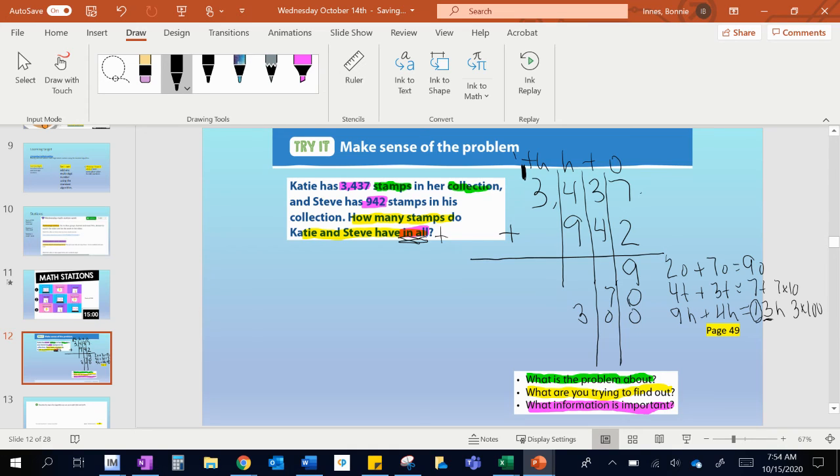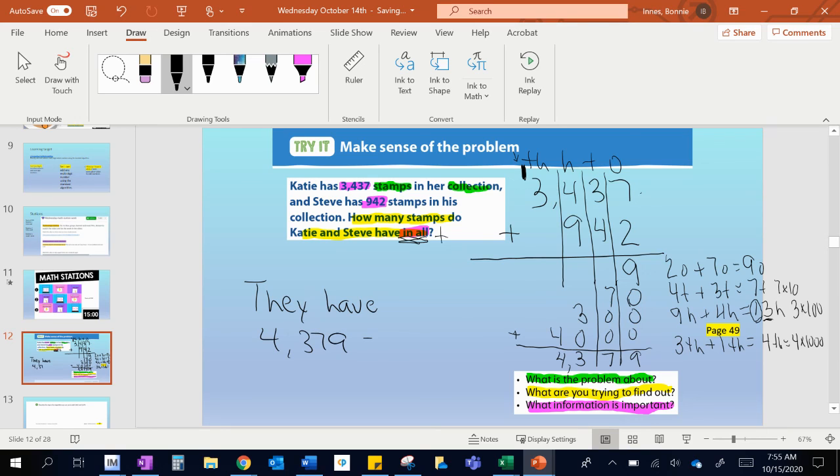Now I'm going to move on to my thousand spot here. And I have 3,000s plus 1,000. And that gives me 4,000s. Now it's not just 4. I have to remember it's 4 times 1,000. And that gives me 4,000s. And now I can add them up. I have 9, 70, 300, and 4,000. So to answer the question, how many stamps do Katie and Steve have in all? They have 4,379 stamps in all.